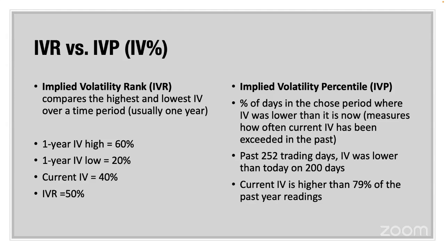But you hear the term implied volatility percentile, IVP, and that's also a number that comes up on the Thinkorswim scans. And that's a percentage of days in a chosen period where the IV was lower than it is now. It measures how often the current IV has been exceeded in the past. So these are two ranks that are basically trying to smooth out implied volatility.